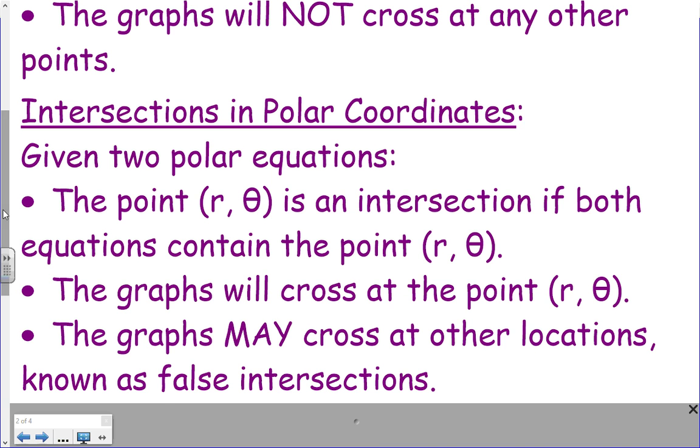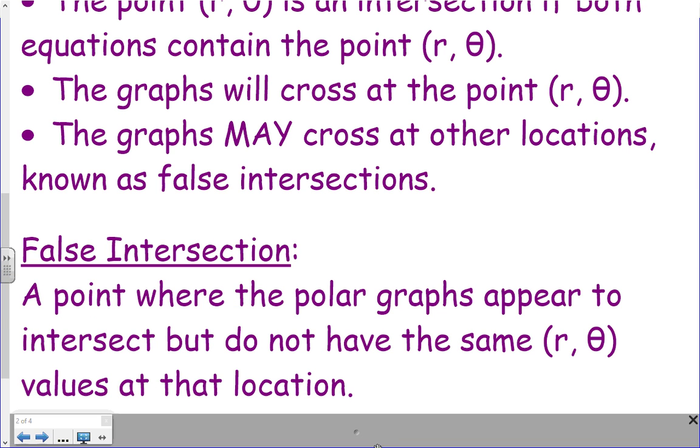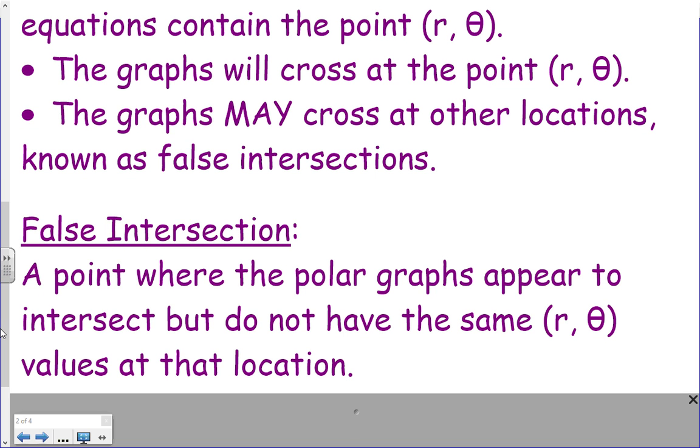All right, so what exactly is a false intersection? Well, let's define that here. A false intersection is a point where the polar graphs appear to intersect but do not have the same r theta values at that location. If you trace one graph to that particular value of r theta and then trace the other graph to that particular point, you'll find that it has a different set of values for r and theta. This is exactly what it means to be a false intersection. Graphically, it looks like they intersect, but when I investigate algebraically and look at the values of r and theta, they're not the same, so therefore it is not an intersection. And we're going to call those false intersections.